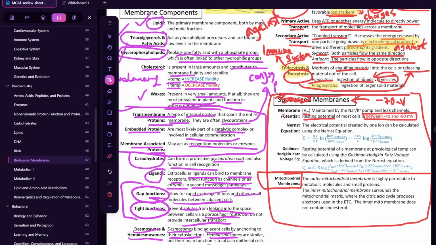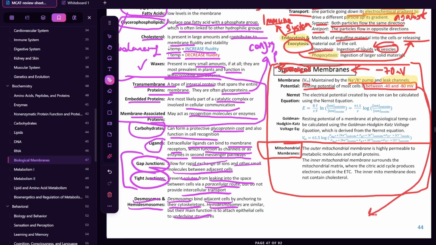The membrane potential is also denoted by Vm, and it's maintained by a sodium-potassium pump as well as leak channels. So this is important. The Na+ and K+ pump and leak channels make sure that your cell's membrane is at its resting potential, which is a certain number. The Nernst equation is related because the electrical potential created by one ion can be calculated using the Nernst equation. So this is how you would use the equation.